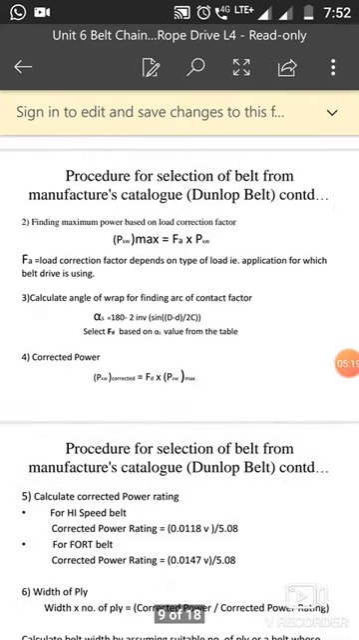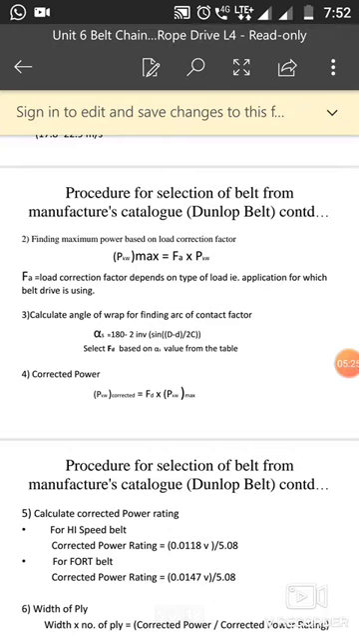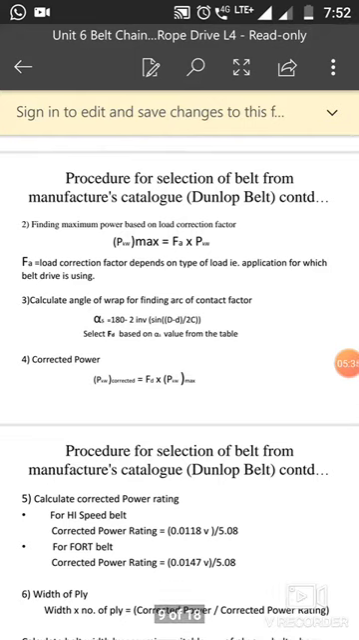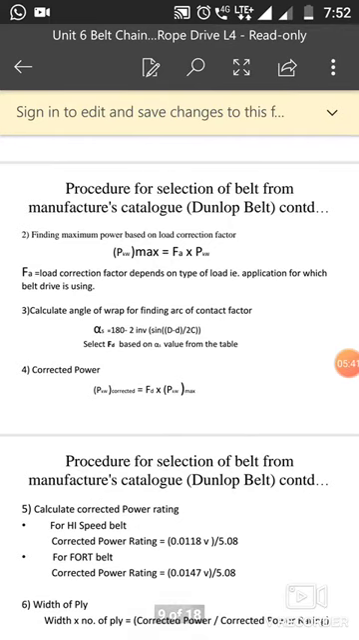Okay, so the next step is what? The next step is finding maximum power. As you know, the rated power is generally given to you, and based on the load which is acting over the belt, your power requirement will be different. So what you need to do, you have to modify that power. So your maximum power transmitting capacity is what? FA into power in kilowatt, rated power in kilowatt.